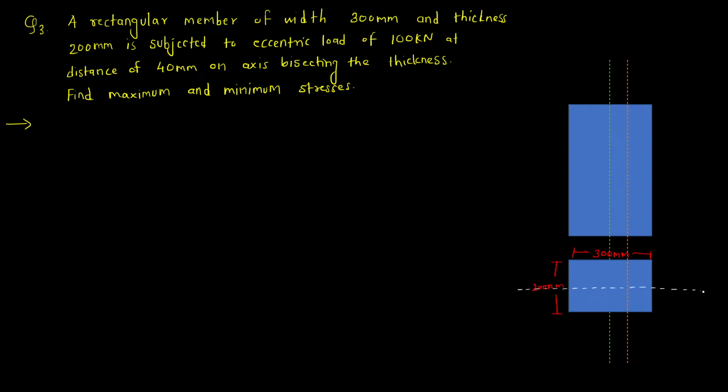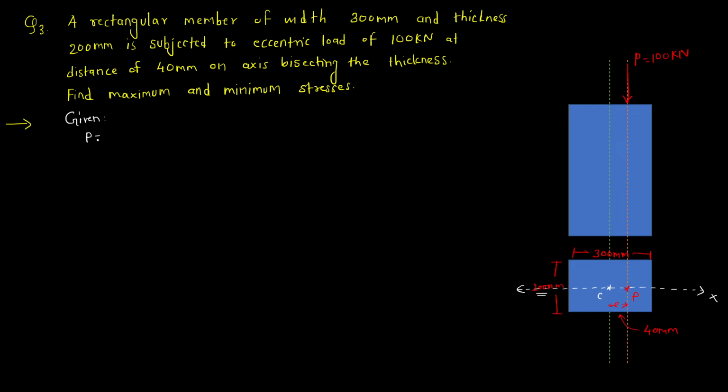Bisecting means it is dividing into two parts. So this is an axis bisecting the thickness. Thickness is 200 mm. This point is called the centroid, and the distance from centroid is given. So this is the location of our point load. This distance is nothing but the eccentricity, and this distance is given as 40 mm. So in the top view, this is the load of 100 kilonewton. So with this much information, we can solve and find out the maximum and minimum stresses.